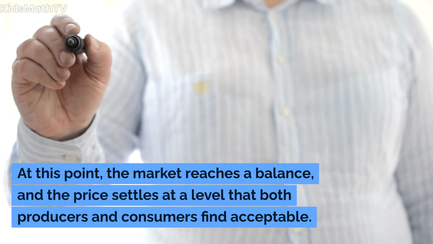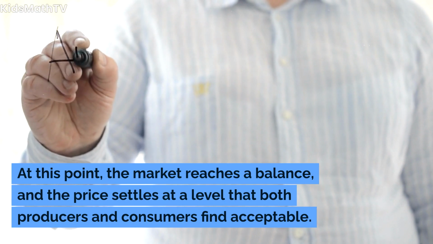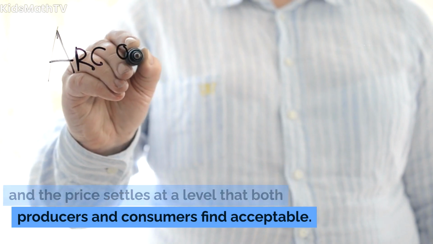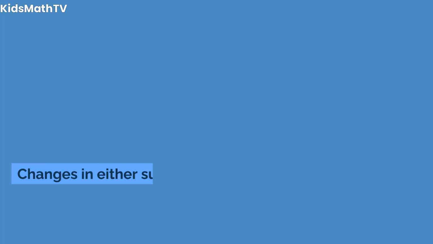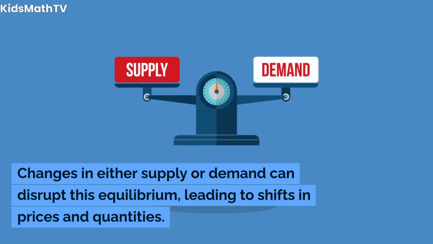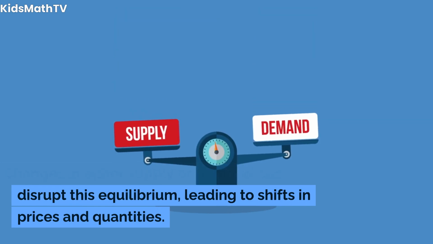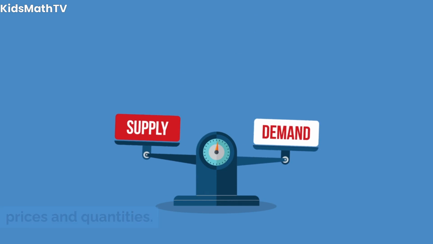At this point, the market reaches a balance, and the price settles at a level that both producers and consumers find acceptable. Changes in either supply or demand can disrupt this equilibrium, leading to shifts in prices and quantities.